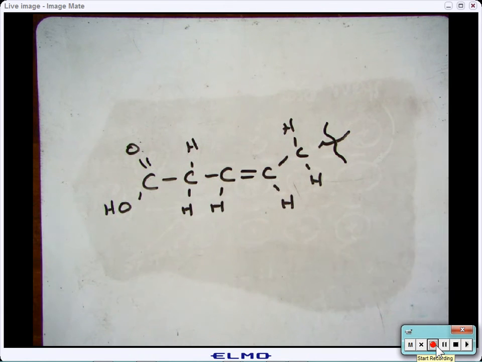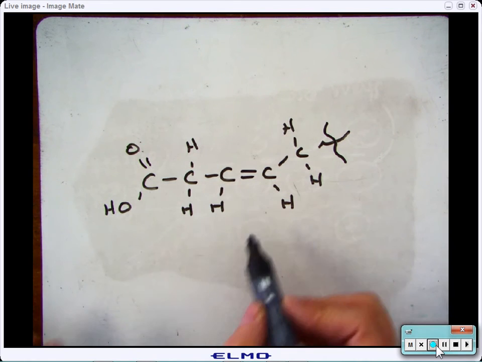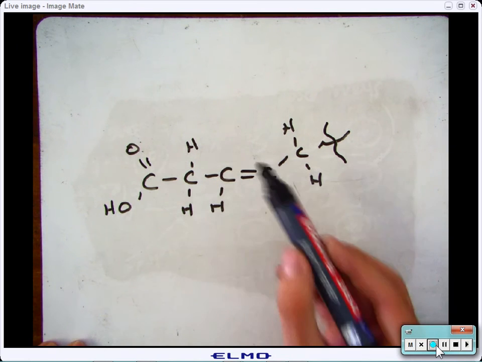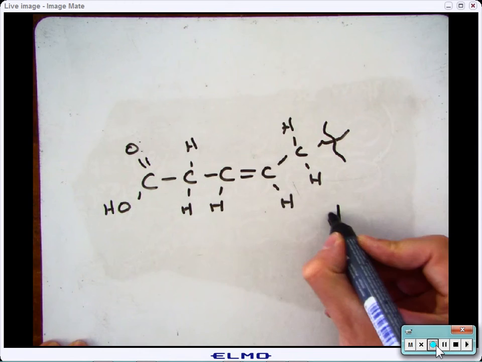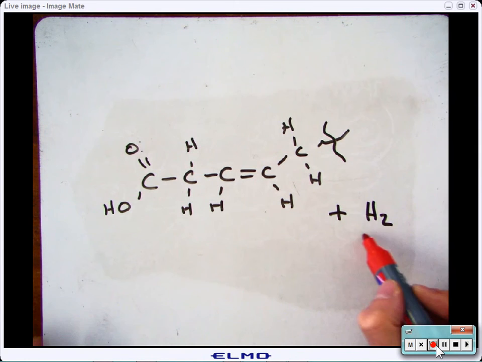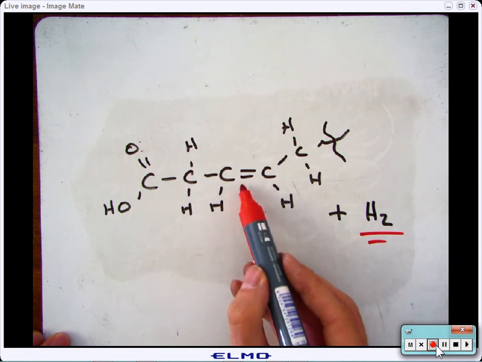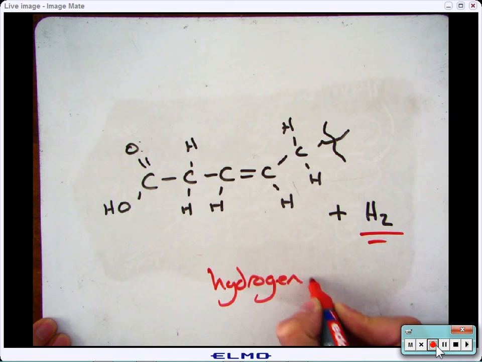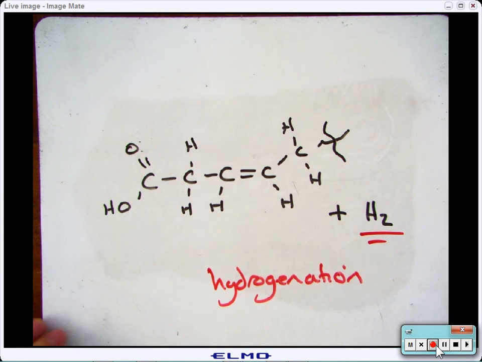So here I have part of a chain of an unsaturated oil. Unsaturated, if you remember back to year 10, is something that doesn't have a full amount of hydrogen in there, so it's got double bonds. Okay? So what they do is they take this double bond and they add hydrogen to it. This process of adding hydrogen to break and fill in the double bonds is called hydrogenation. So adding hydrogen to fill up and use up the double bonds.